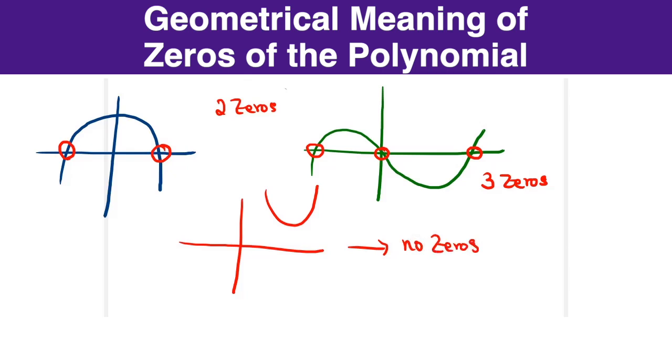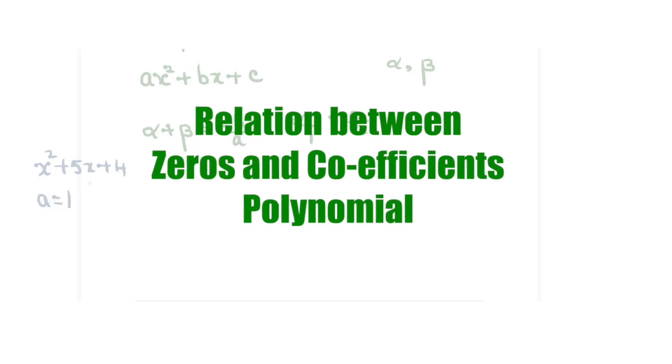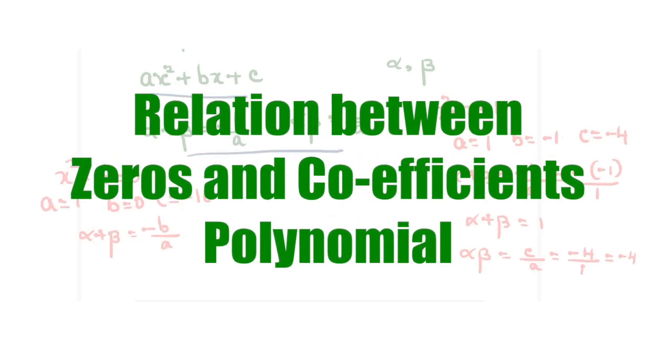So all you have to look out for in the graph are points where the curve hits the x-axis, and simply count how many such points exist. So the number of points is going to be equal to the number of zeros that particular polynomial has. And as I showed in the last case, if the curve never hits the x-axis, it means that it has no real zeros. Okay. In the next video, we will see the relationship between zeros and the coefficients of the polynomial.